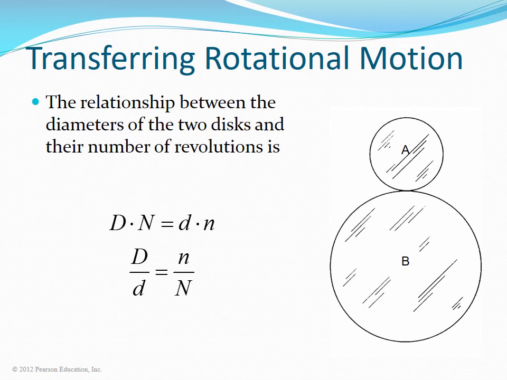The diameter of disc A is little d, and the number of revolutions it makes is little n. The diameter of disc B is big D, and the number of revolutions is big N. The relationship between the diameters of the two discs and their number of revolutions is big D times big N is equal to little d times little n, or the ratio of the diameters is the inverse of the ratio of the number of revolutions.